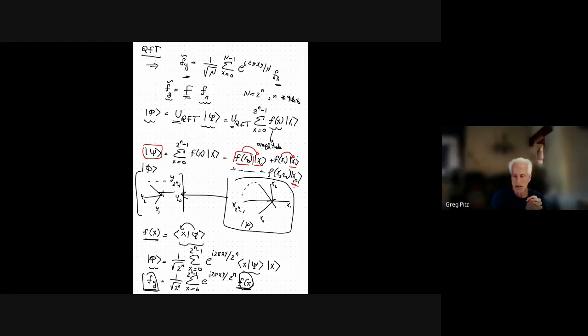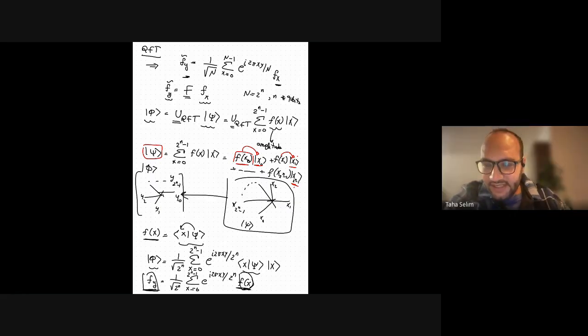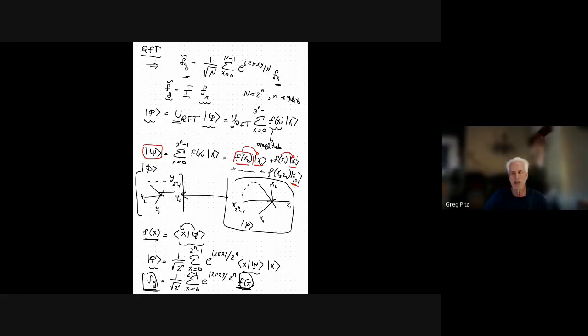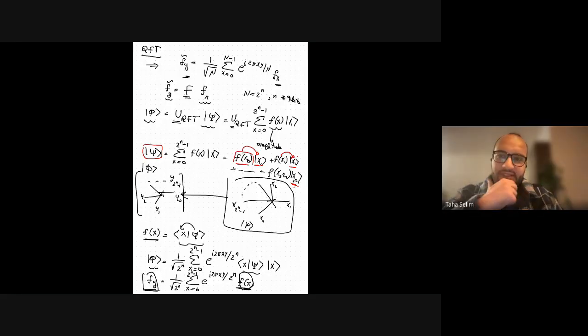You said that quantum doesn't understand, and then you said a word. I didn't understand that word. What was that? The decimal representation of number. Decimal. Okay, yeah, sorry. Thank you. Thanks, Greg.